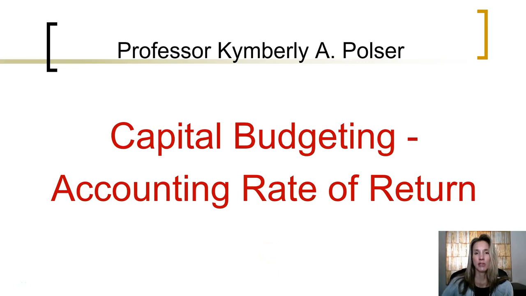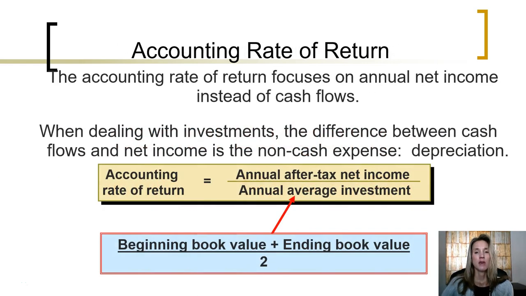In this segment, we will look at a capital budgeting tool called the accounting rate of return. The accounting rate of return as a capital budgeting tool focuses on annual net income instead of cash flows. When we're dealing with investments in property, plant, and equipment, the difference between the investment's cash flows and its net income is one non-cash expense, and that non-cash expense is depreciation.